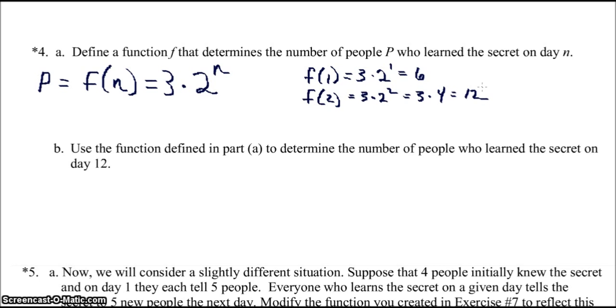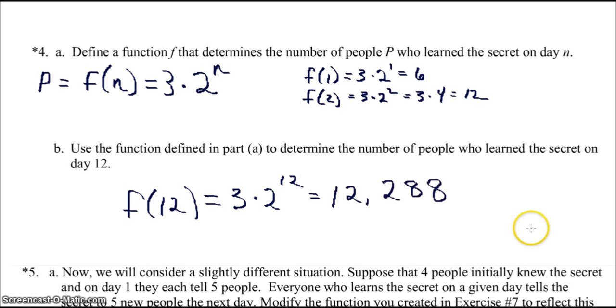Part B. Use the function defined in Part A to determine the number of people who learned the secret on day 12. So our day is 12. I would recommend just plugging that into the calculator, and we get a huge number. 12,288 people would know the secret on day 12. So this is a key characteristic of exponential growth. Notice that our variable, our input, is the exponent. And when we have exponential growth, things grow really quickly.